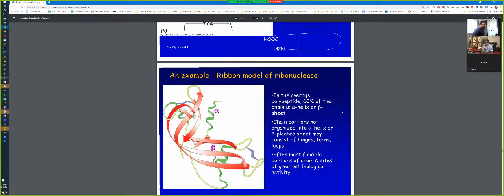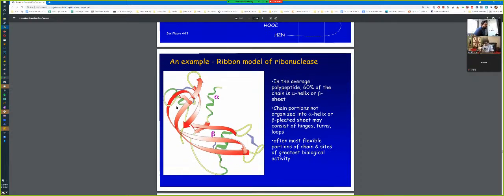So you'll start to see proteins drawn in this type of way, like a ribbon. Essentially the ribbons indicate beta pleated sheets, and these spirals indicate the alpha helices.